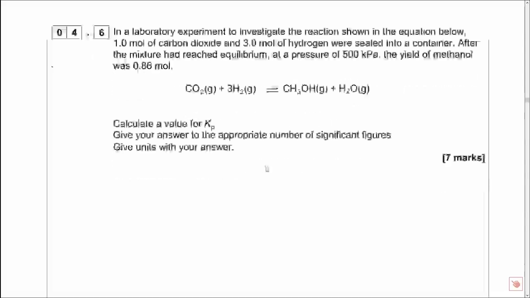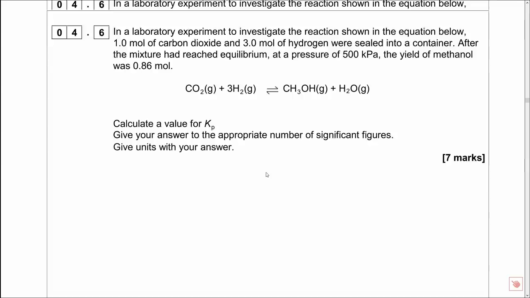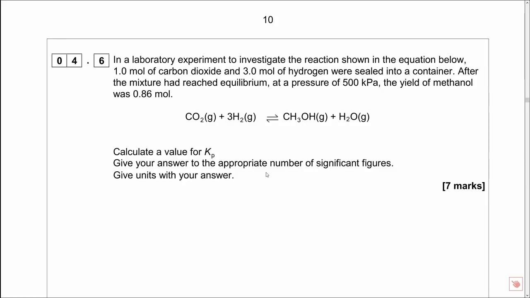This question continues forever, it would seem. 7 marks! In a laboratory experiment to investigate the reaction shown in the equation below, 1 mole of carbon dioxide and 3 moles of hydrogen were sealed into a container. After the mixture had reached equilibrium at a pressure of 500 kilopascals, the yield of methanol was 0.86 moles.